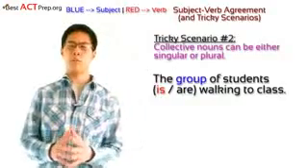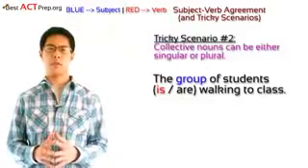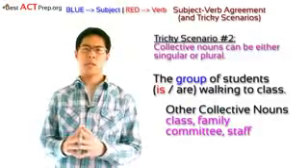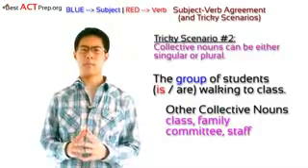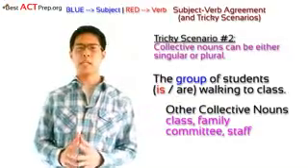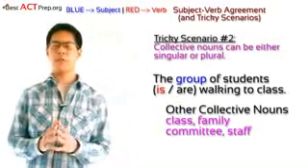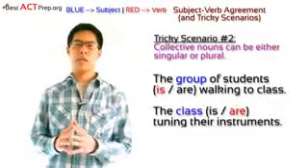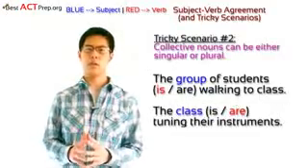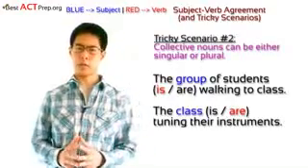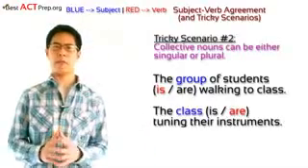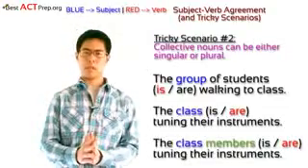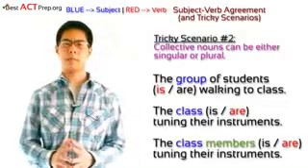There are several other words like the word group that usually take singular verbs, such as class, family, committee, and staff. And unfortunately, it gets even more tricky because sometimes these collective nouns can actually be plural if they're referring to individuals within the group, such as in the following sentence here. The class is or are tuning their instruments. But here's the trick. If you can add the word members after the noun, the verb is going to be plural. So for example, the class members is or are tuning their instruments.